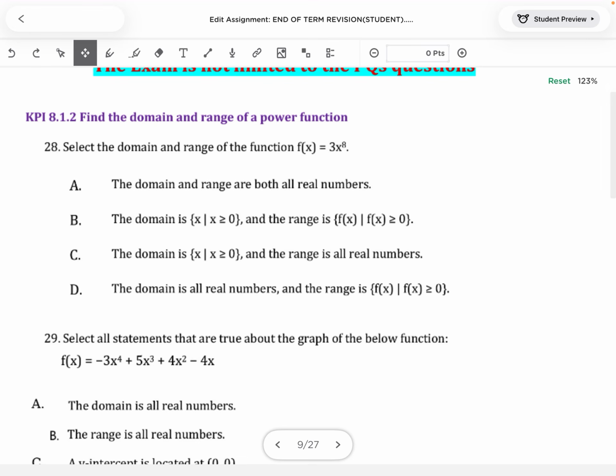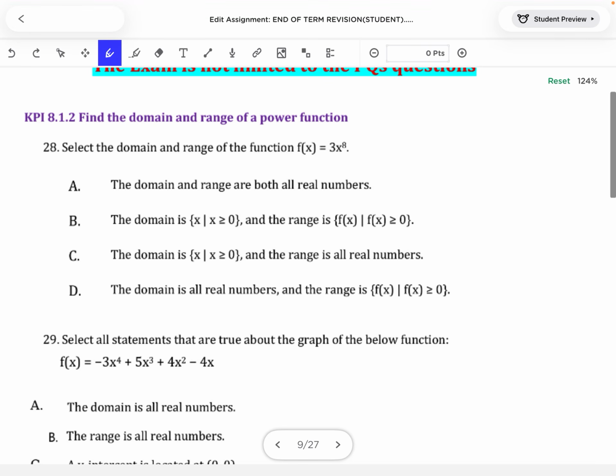Select the domain and range of the function. This is a positive leading coefficient, and we have even degree 8. So the domain will be all real numbers, so parts B and C are not correct. The answer will be either A or D.